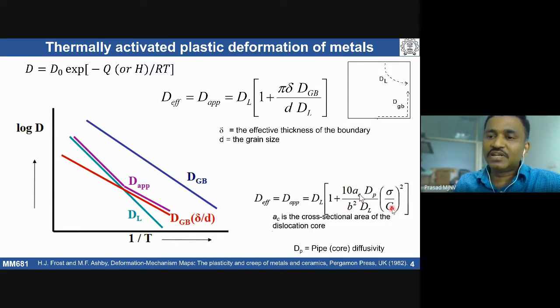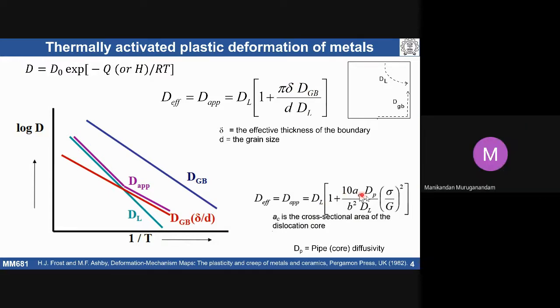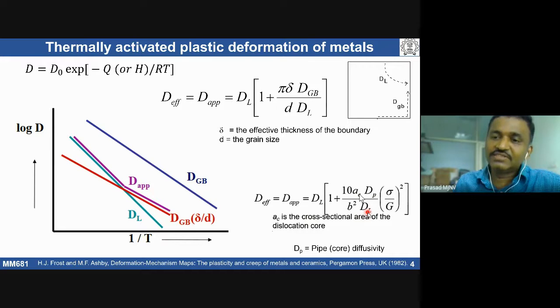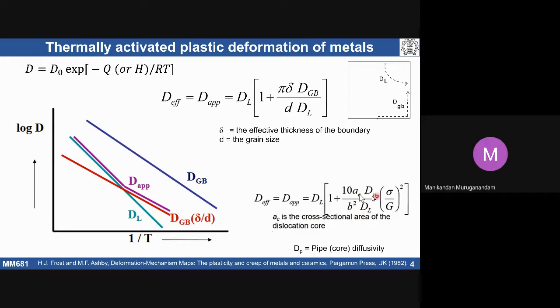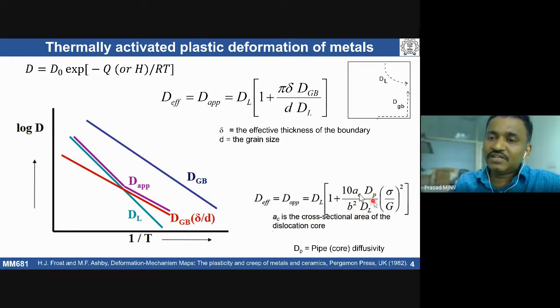Then also normalize with G, sigma by G square. This you have to normalize. Then only we'll come to know what is the fastest one, the correct rate control mechanism. This is an example considering DGB and DL. Similarly, one can also consider DP and DL. In this case, you have to normalize with this parameter. If you normalize, then the intersecting things will come, and we'll come to know which is the rate control.